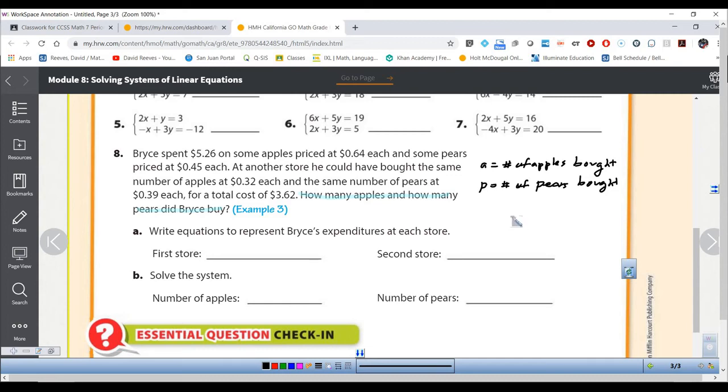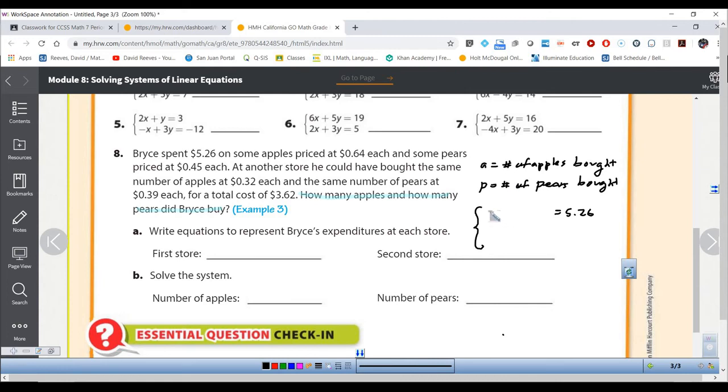Okay, so here we go. Write equations to represent his expenditures at each store. So I'm going to go ahead and write it like I've been writing it, like this. This is going to be just like what we've been doing, right? How much? 5.26 on apples at the first store, 64 cents. Oh, wait. I was not being careful. Mr. Reeves, let's read carefully here. He spent 526 total. So that's going to be over here. That's his total. That would be a lot for apples.